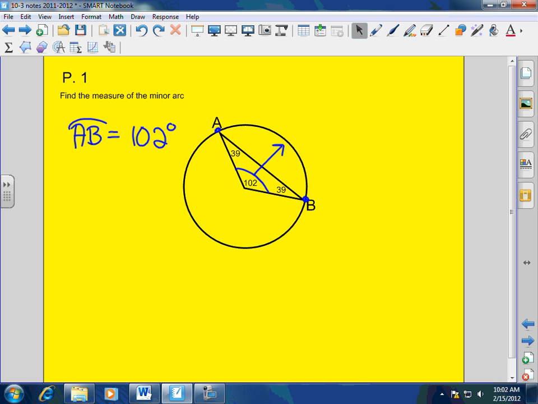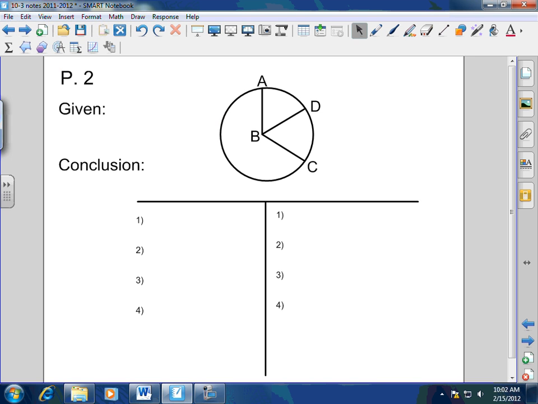Awesome. Just out of curiosity, though, if this angle here is 39, and I extended this, what would arc BC be? 78, because it's double. Great. Awesome. Okay, right quick.